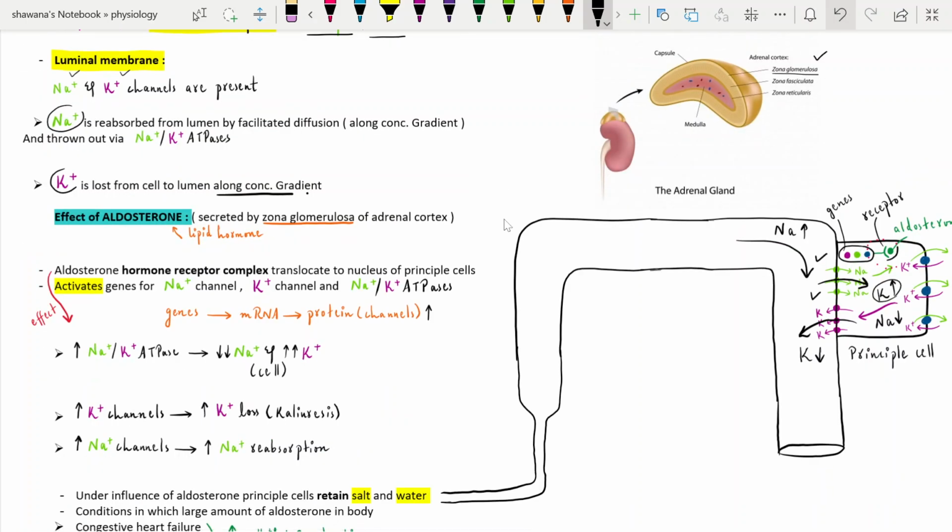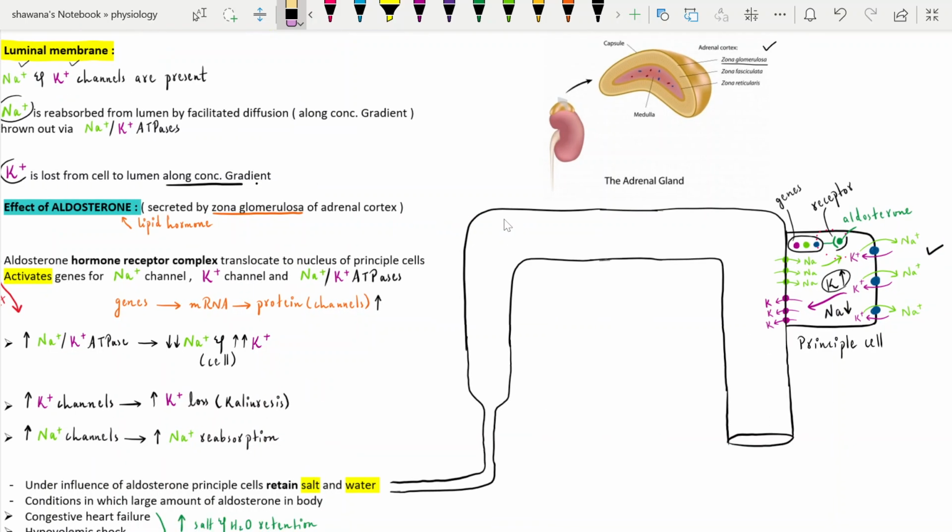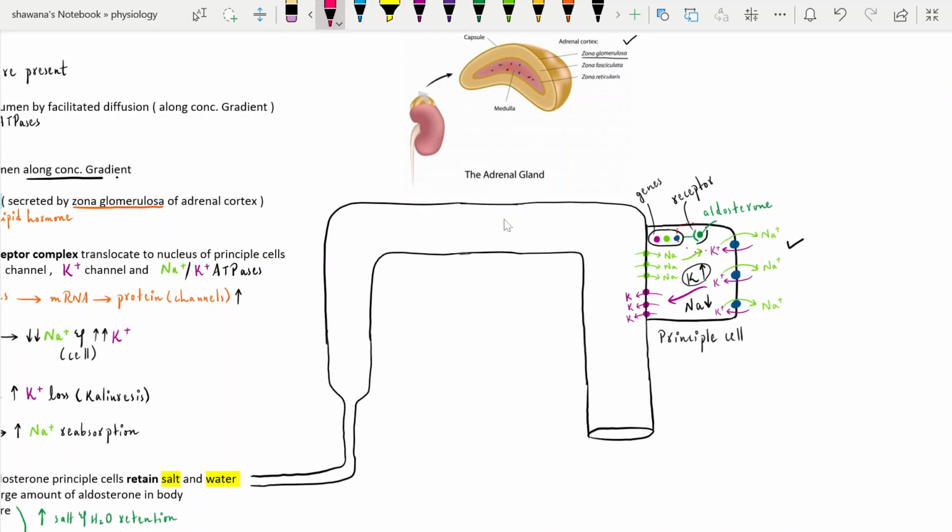Let me show you how the receptor of the aldosterone is going to function in the principal cell. So first of all, this red one is the receptor for the aldosterone, and this is the hormone itself, aldosterone. When aldosterone binds to the receptor inside the cell, this hormone receptor complex, aldosterone plus receptor, will translocate to the nucleus of the principal cell.